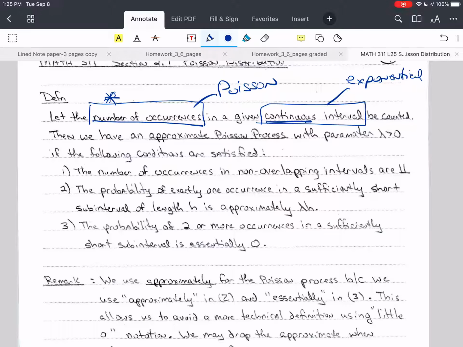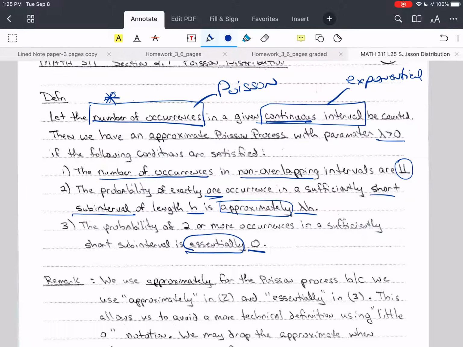So we're counting the number of occurrences in a given continuous interval. We have an approximate Poisson process with a parameter lambda greater than 0 if we meet all three of the following conditions. First, the number of occurrences in non-overlapping intervals are independent. Second, the probability of exactly one occurrence in a sufficiently short subinterval, let's call it length h, is approximately lambda h. Notice we're using that word approximately a lot. Third, the probability of two or more occurrences in that sufficiently short subinterval is basically 0, very close to 0.